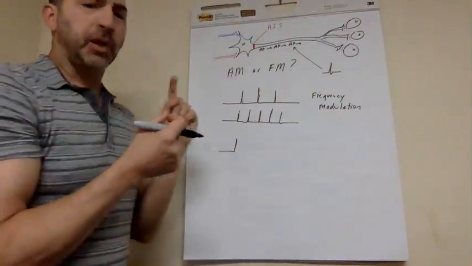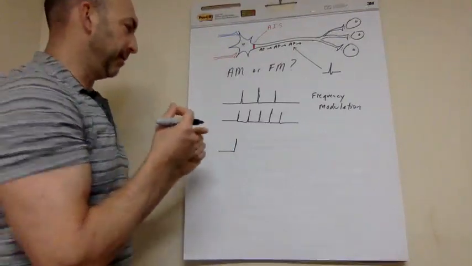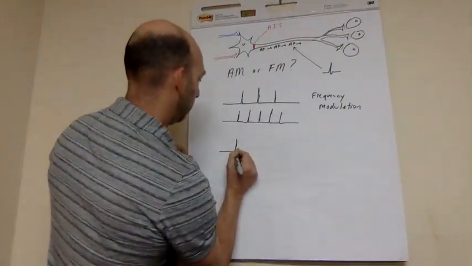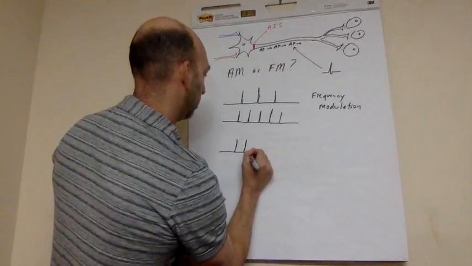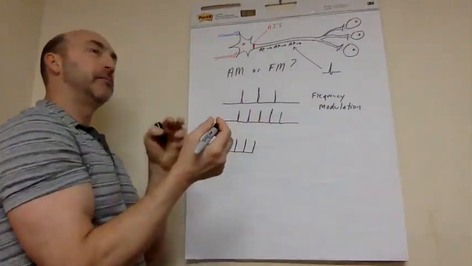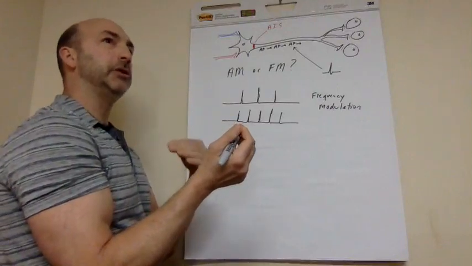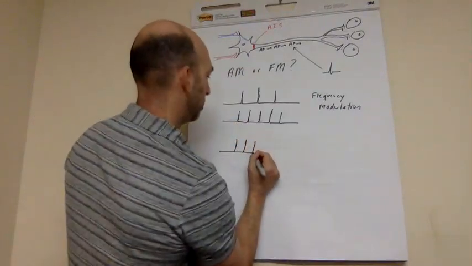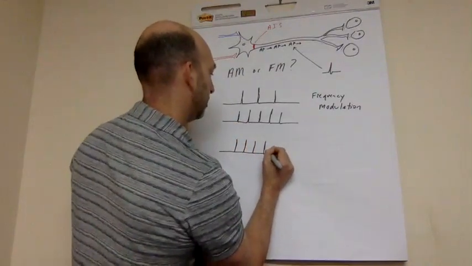With temporal coding of information, the information is coded in the frequency, but it's coded in something more than that. It's coded in the change in frequency. So in other words, we get something like this.